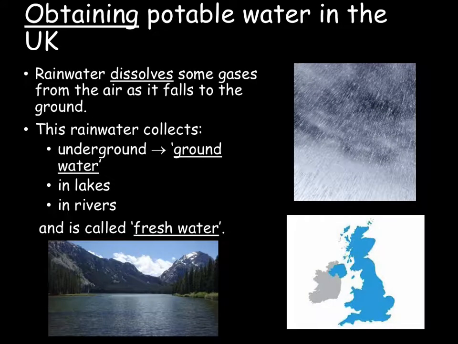In the UK, most of our potable water comes from fresh water. This is collected by rainwater, which dissolves some gases from the air as it falls to the ground. The rainwater then collects underground, where it's known as groundwater. It collects in lakes, in rivers, and all of these are known as freshwater. If rainwater collects on the ground, it is known as surface water. So we've got surface water on the surface, groundwater underground, and it can also collect into lakes and rivers. The source of the fresh water depends on where you live in the UK.